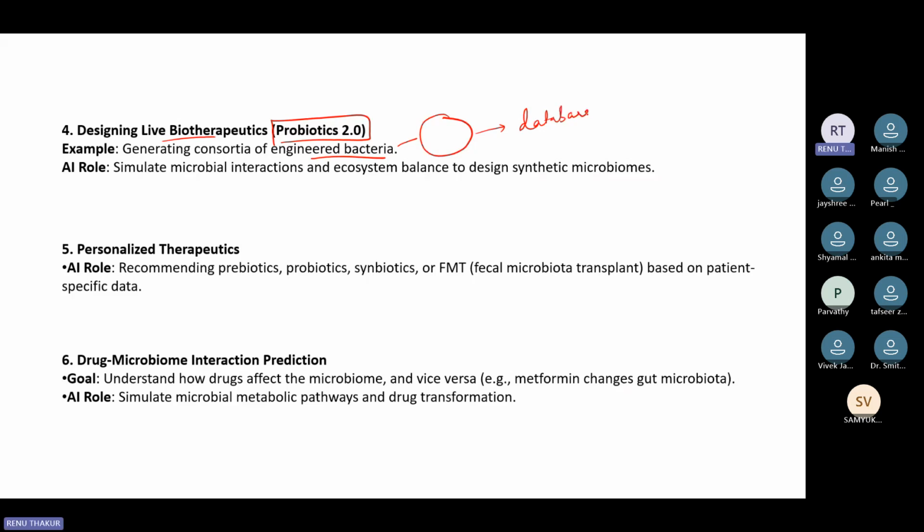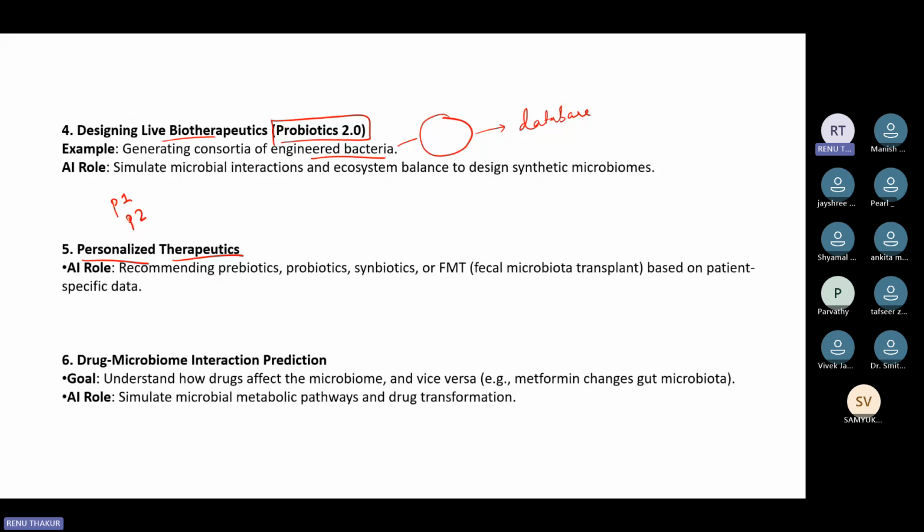Whenever you do good research, meaning advanced research, you will take help of bioinformatics. Bioinformatics is nothing but all the freely available databases related to protein, gene and SNP, the mutated ones, and everything is freely available on NCBI and other platforms also. So for designing any kind of probiotic or any therapeutics, personalized therapeutics means it will vary from one person to another as per their genome or their microbial diversity available in the gut. So you can design personalized therapeutics.